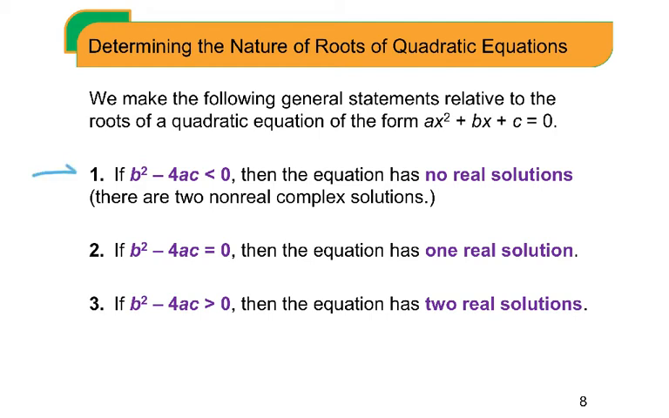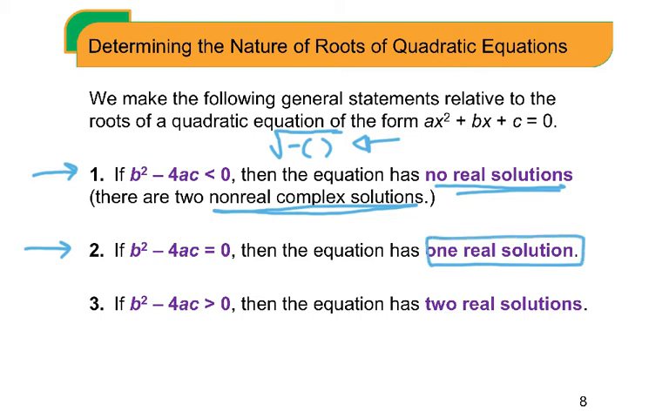Okay, now, if b squared minus 4ac is less than 0, that means you're going to have some negative number under the square root. So this means there are no real solutions. There's only complex solutions, which we're not going to cover. If it equals 0, then it has one real solution, and it factors. If it's greater than 0, it has two real solutions.